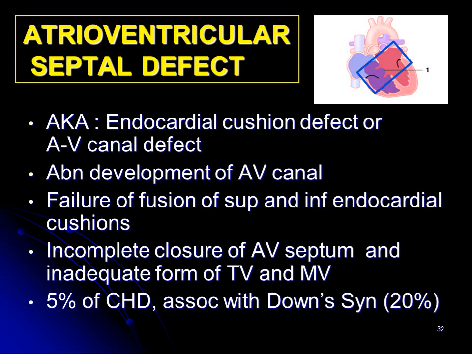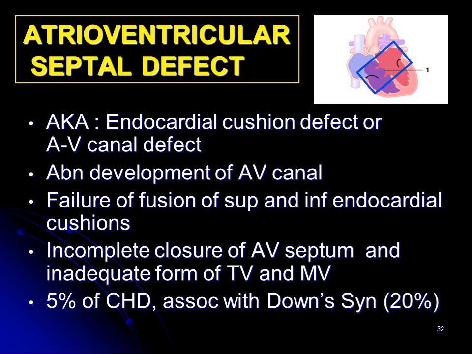The third type of left to right shunt anomaly is the atrioventricular septal defect. Atrioventricular septal defect is sometimes called endocardial cushion defect or atrioventricular canal defect. AVSDs are anatomic defects that arise from the faulty development of the embryonic endocardial cushion, which represents the primordia of the atrioventricular septum and the atrioventricular valves. This results in an incomplete closure of the AV septum and inadequate formation of the tricuspid and the mitral valves.